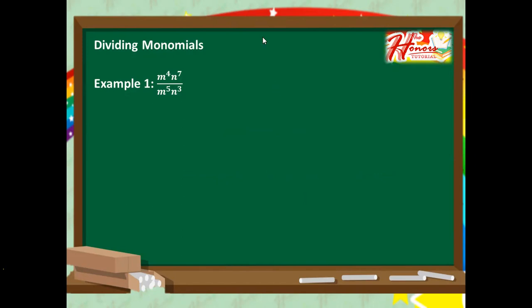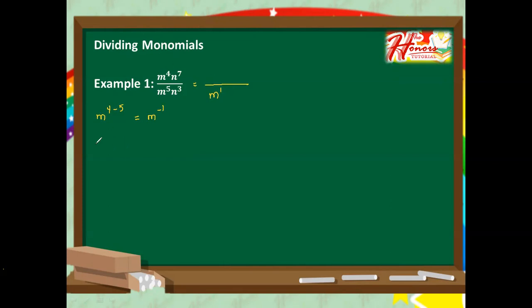Our example number 1 is m raised to 4, n raised to 7 over m raised to 5, n cubed. So what are we going to do? We will be subtracting the exponents. Let's have m first. So that is m raised to 4 minus 5, which is equal to m raised to negative 1. If it is negative, please put it below and then make the exponent positive. So that is m raised to 1.